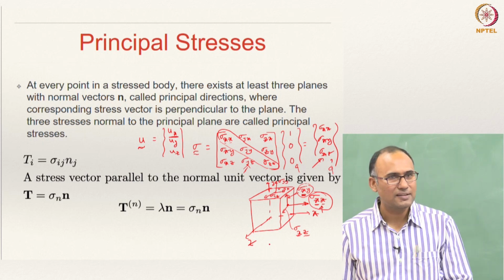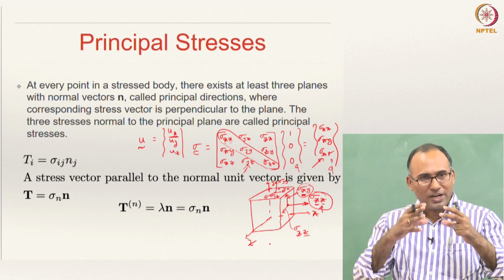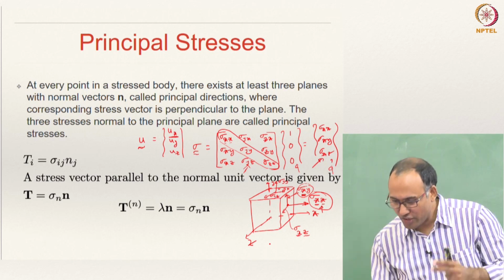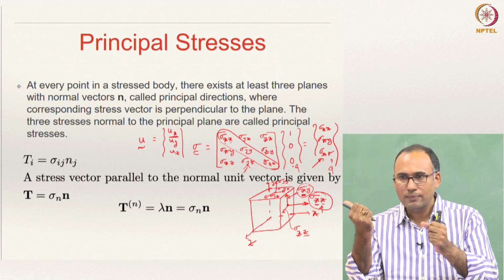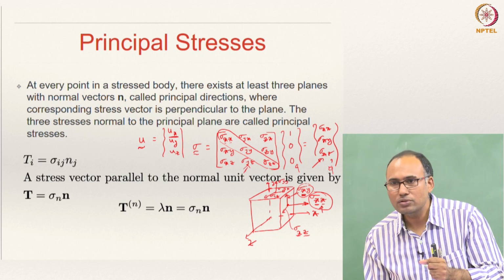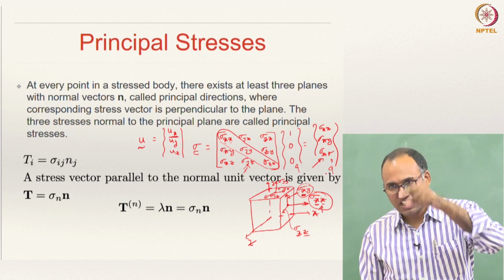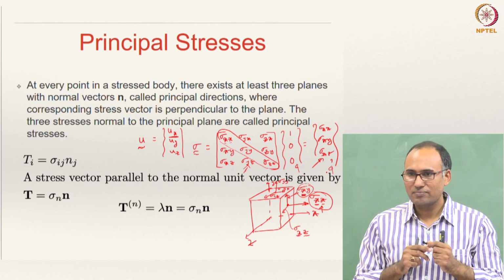What is this telling us? If you have a stress tensor and you are operating using this stress tensor on a vector which is actually the normal to a plane, then what is it giving you? It is giving you the components of that stress tensor on that plane. That means the stress vector on that plane.